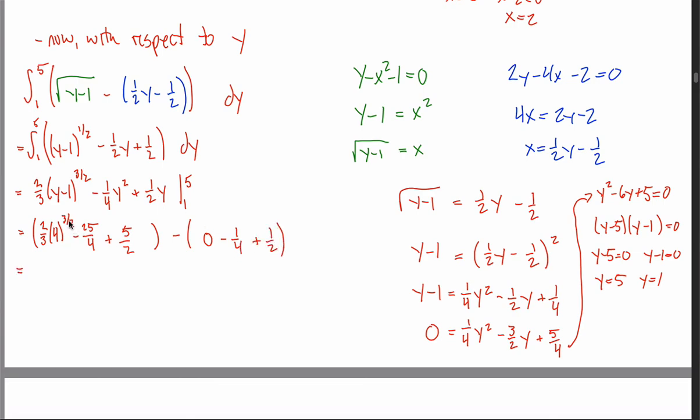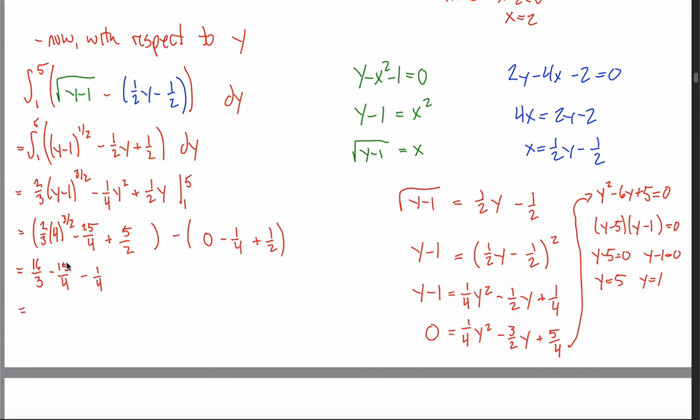4 to the 3/2 power. The 2 means take the square root of the 4, leaving a 2. And then the 3 means cube that thing. So 2 cubed is 8. 8 times 2/3 gives me 16/3. And then negative 25/4 and 5/2. Well, this 5/2, I can think about it as 10/4. So negative 25/4 plus 10/4 is negative 15/4. And then over here, negative 1/4 plus 1/2. 1/2 is 2/4. So negative 1/4 plus 2/4 is positive 1/4. But I want to subtract that positive 1/4. So I get minus 1/4 here.